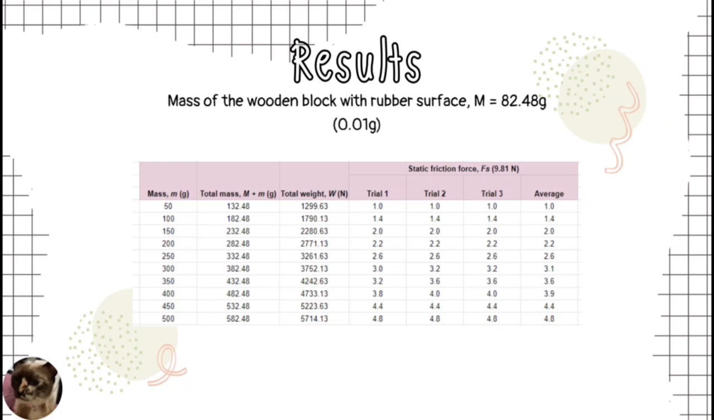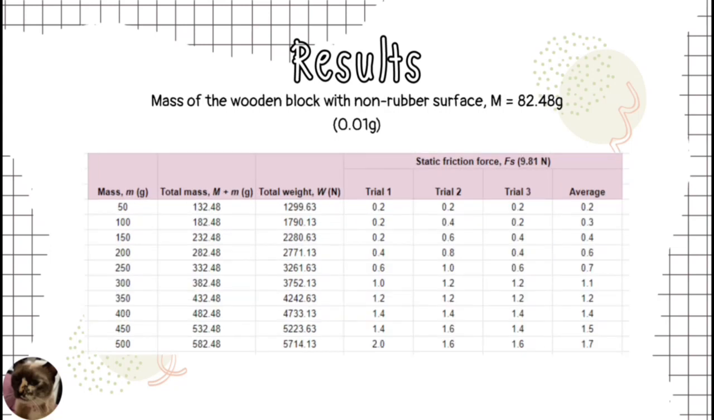So, here are the results for the experiment. We have divided them into two sections. The first is the mass of the wooden block with the rubber surface, which is M equal to 82.48 gram. We have made 10 attempts from 50 gram to 500 gram, and 3 trials, which are trial 1, trial 2, and trial 3. And the last one is the average.